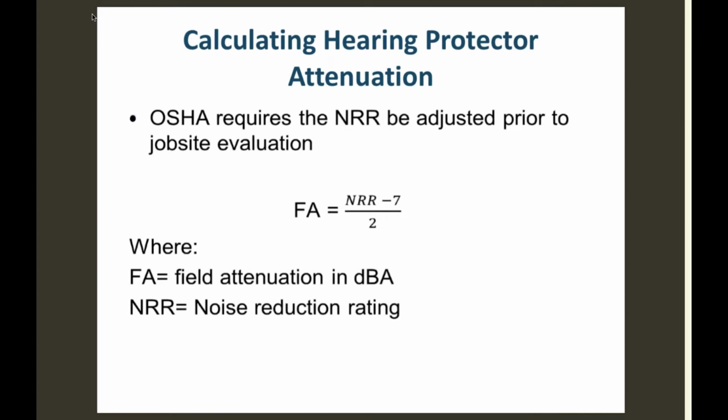Okay, OSHA requires that the noise reduction rating be adjusted prior to job site evaluation. Field attenuation, in other words, the assumed level of exposure to the worker. Well, what's it equal to? That's how many decibels you've reduced the noise. It's equal to the noise reduction rating minus 7. So if our earplugs were 29, minus 7 is what? 22, right? Then we divide that by 2. Now we have 11. So the field attenuation, the amount of decibels you've reduced the sound, is 11 decibels.